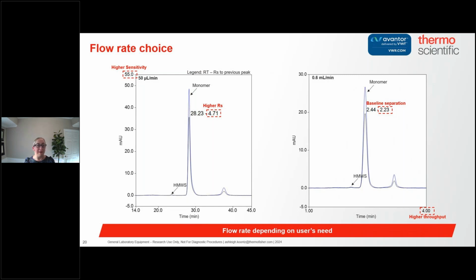And so when you port that method into QC, it may be better to have higher throughput, more injections in a day. But in R&D, you're going to want some higher sensitivity, more details to understand the different manufacturing options that you have. So just think about flow rate as a choice of flexibility in your method development and determining what your end results are for chromatography, and impacting that based on your desired needs.